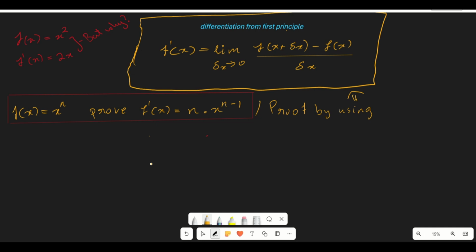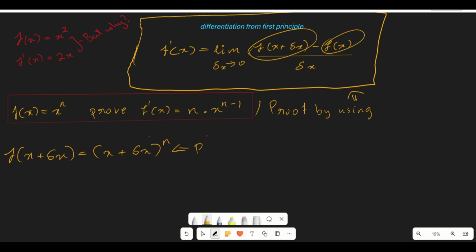I have written a problem here which says if f of x is x power n, prove that the differential of f of x would be n into x power n minus 1. So we will prove that by using the first principle of calculus, differentiation from first principle. To get to here, we know this, but we don't know this. We have to find f of x plus delta x, and it is x plus delta x the whole power n, and in this step we have to use binomial expansion.